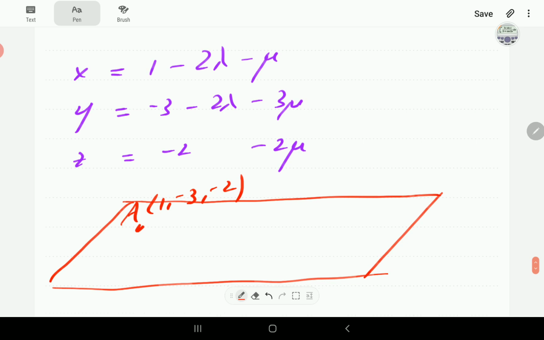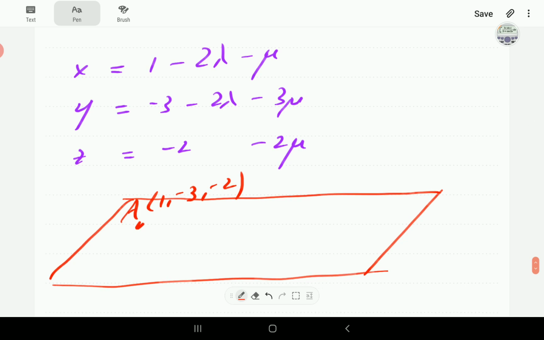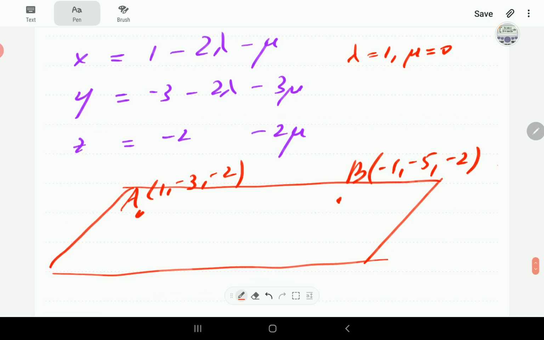We need 2 other points. When lambda is 1 and mu is 0, suppose we call that one B. So x is going to be -1, y is going to be -5, z is still going to be -2. So that's B. Then C, that's going to be good enough.